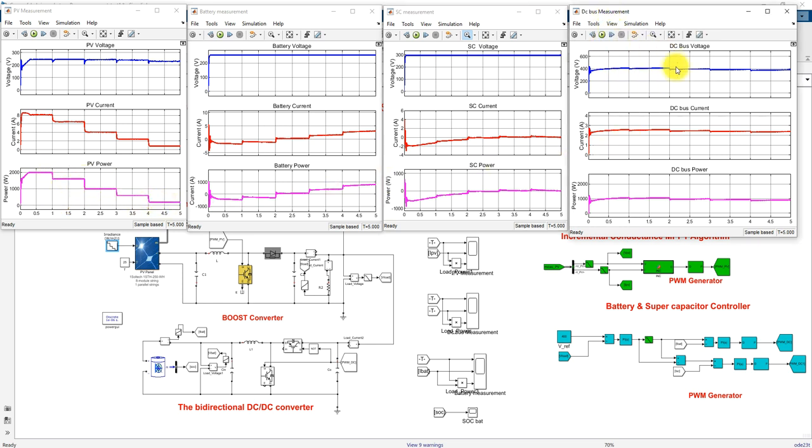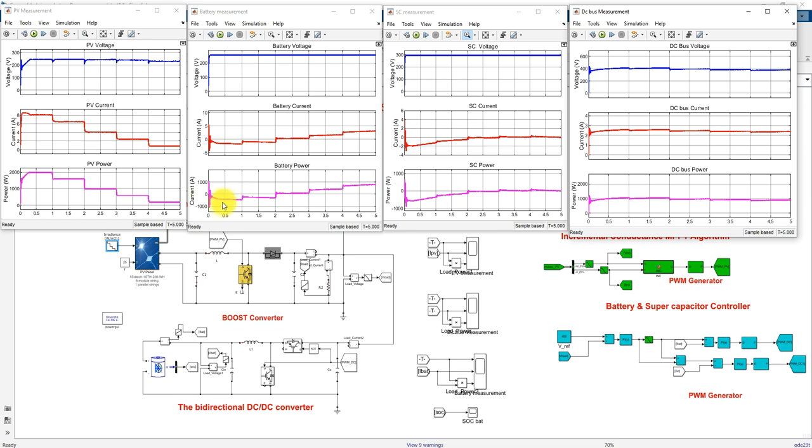Here you can see the DC bus voltage is maintained around 400 volts. Then this is the DC load current and DC load power. The DC load current is maintained around 2.5 amps, and the DC load power is maintained around 1000 watts.